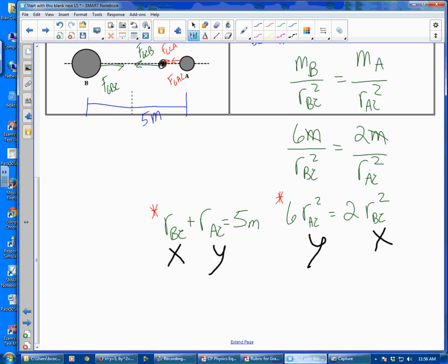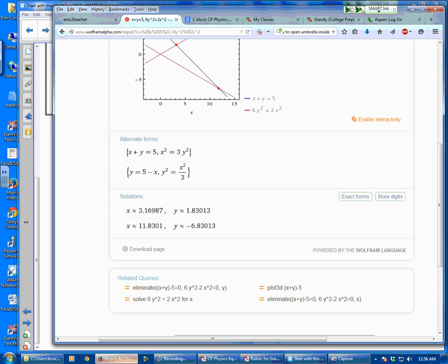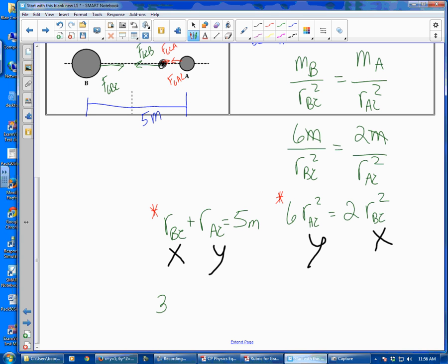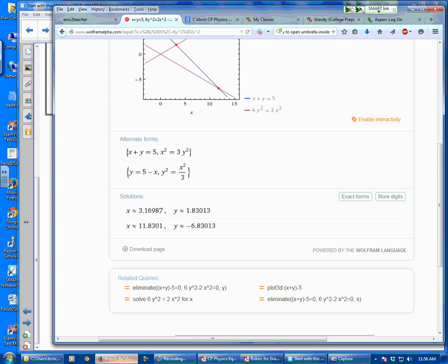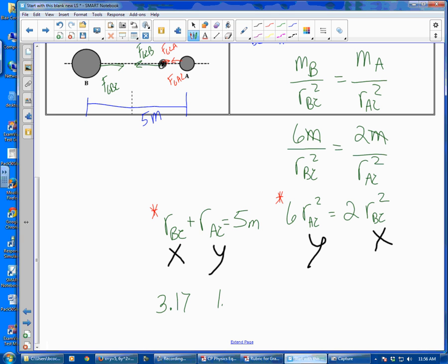You didn't get any of those numbers? 3.17, I'm going to round that too. You got whole numbers? Good for you. I can come by and check your math and see what went wrong, as long as it's worked. 1.83. I'm hopeful because mine adds up to 5. So I'm going to try it and see if it works.